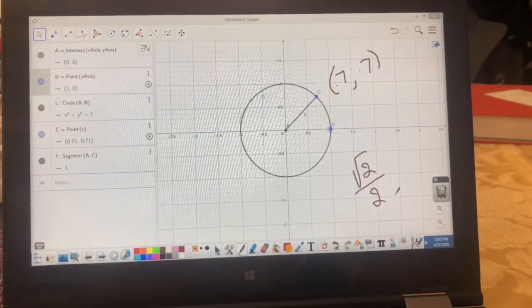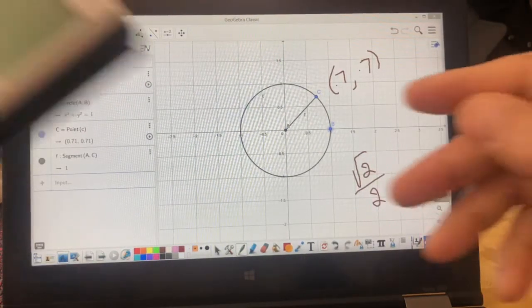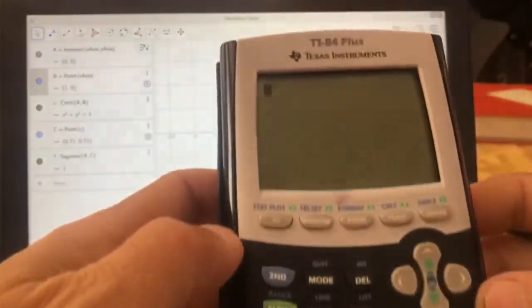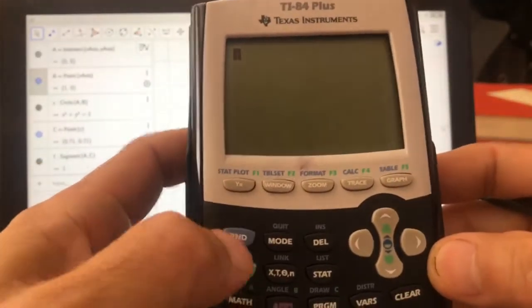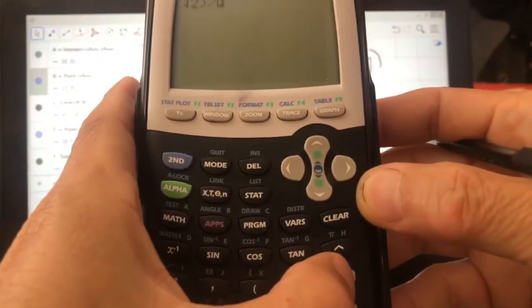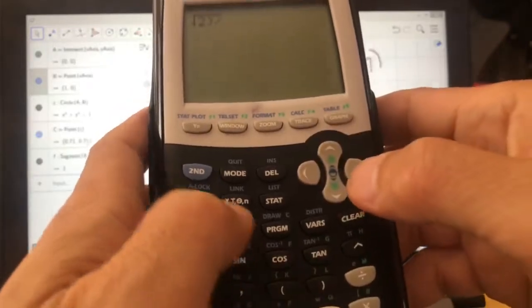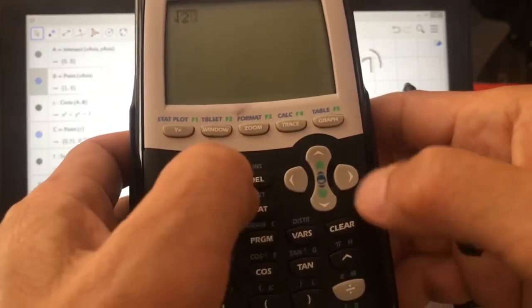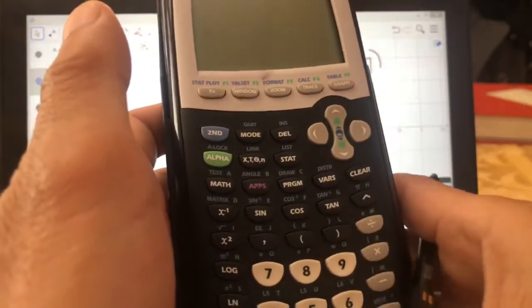Let me grab my calculator here. Okay, so here's my calculator. I don't know if you can see it. I'm trying to get that in there. So square root of 2, divide by, gotta get on with this calculator here. All right, divide by 2. There you go.